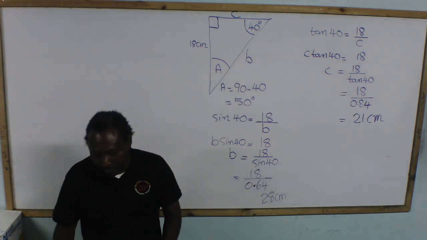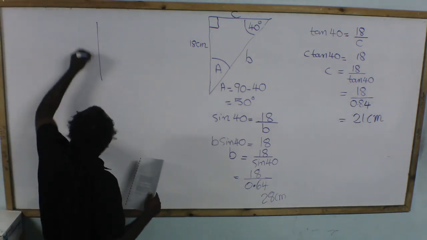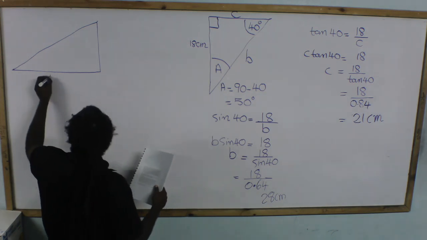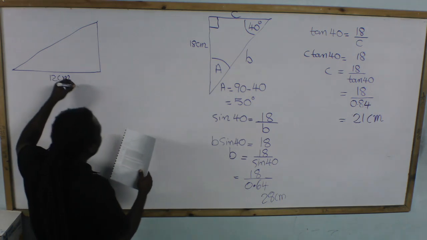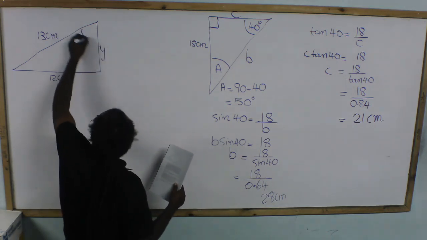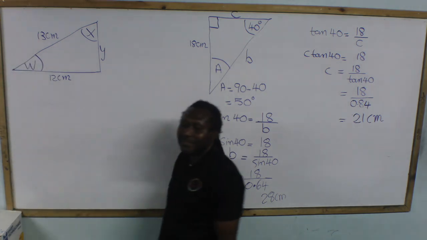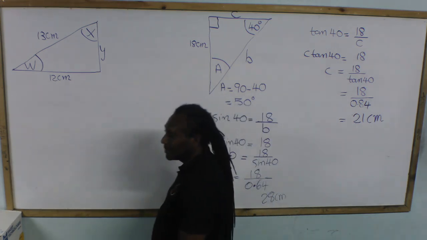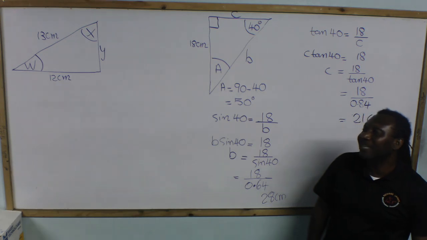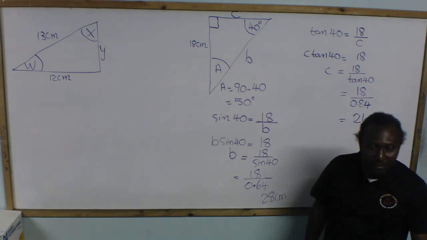Finally, your favorite. Twelve centimeters. 13 centimeters. Y, X, and W. What is the first thing that you will find here? The angle. Which one is the easiest one to find then? The easiest one first.